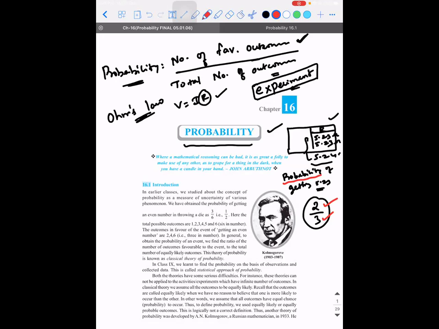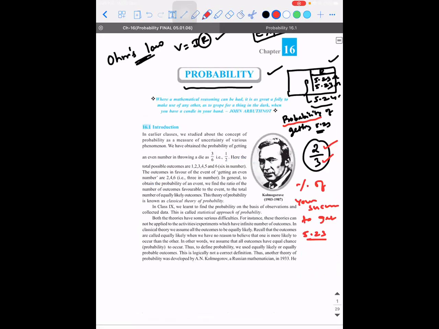If I rephrase my statement, what is the percentage of your success in getting 5.23? What will you say? 2 by 3 into 100. So it is 2 by 3 into 100. The meaning of this is I have a success rate of 67%.